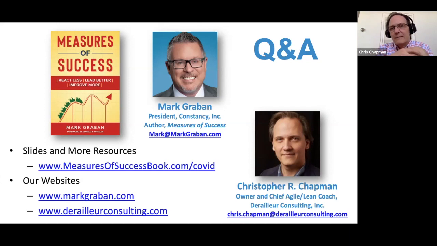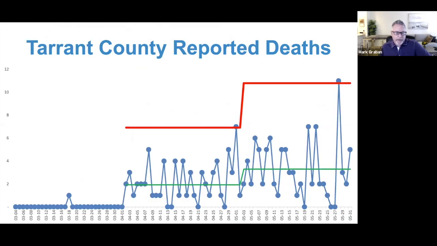Yeah. So there's another question here, and I'll have an opportunity to clarify something I had said, Chris. It says, you previously recommended that shifting control limits should be done if the shift is in a favorable direction. Please explain. So I'm going to pull up a different chart. This is Tarrant County, which is Fort Worth, Texas, the reported number of deaths each day. So here's an example where sadly there was a shift upward.